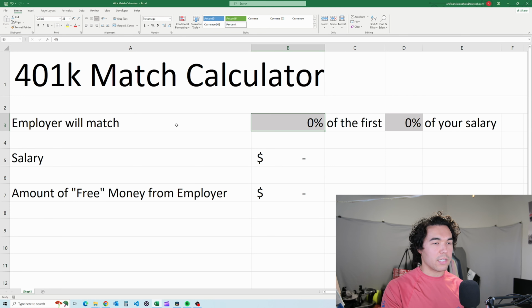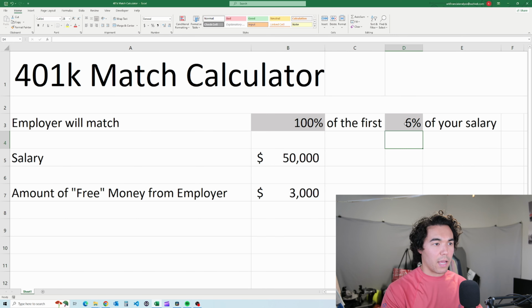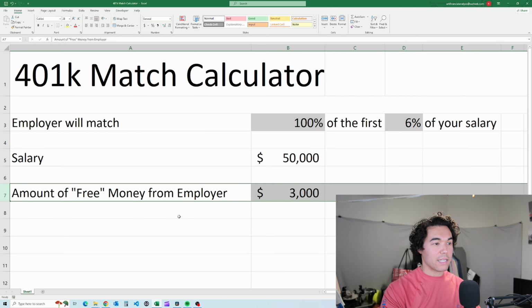Let's say the salary that we sign on for is $50,000, and the employer's plan is the gold standard, right? Which, as I've said before, is a 100% match of the first 6% of your salary. Working backwards to front, we take 6% of your salary, which is $3,000 with a $50,000 salary, and our employer will match 100% of that amount. So the amount of free money that our employer is going to give us per year for the retirement account is $3,000.